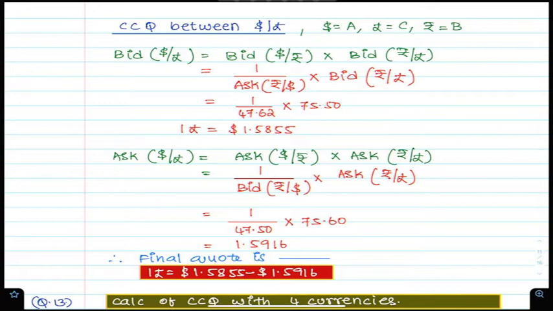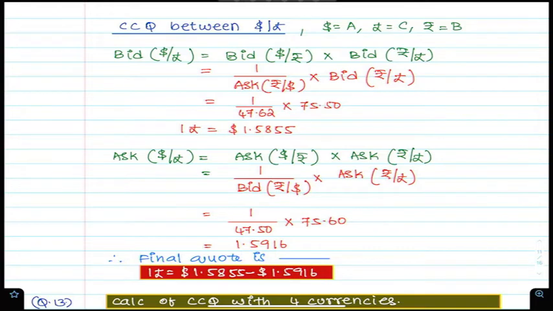So hope you completed writing. So this is how the cross currency quotations has to be calculated when there are two-way quotations. With three total currencies we want to calculate against two. This is how we can do.